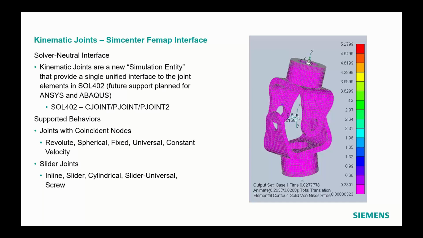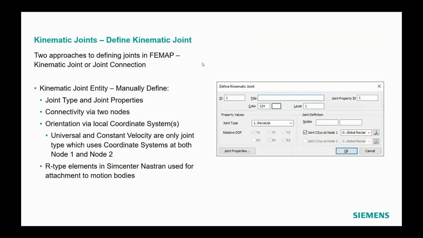So when you define this joint, it really shows up more like a symbol in Femap, and then when you export it, it basically expands the joint and writes the actual elements that define that joint. And there are two approaches for defining these joints. It's either a kinematic joint or a joint connection. And you can manually define the kinematic joints by defining the nodes that you're connecting together, or whether you're going to use something more in-depth like rigid type elements for attachment to a motion body or something.